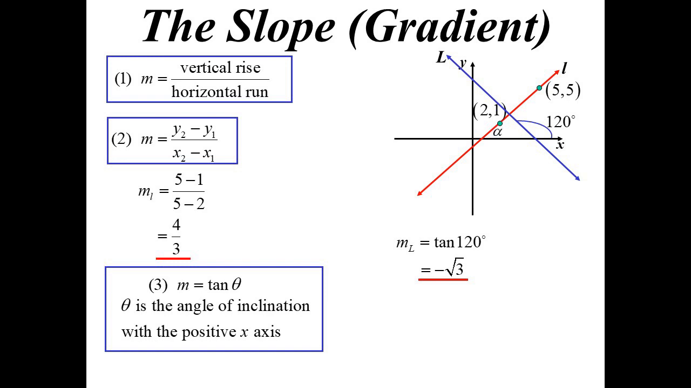I could also now go and find the angle that the red line makes with the axis, because I could say, well, tan alpha must be 4/3. So alpha is around 53 degrees.